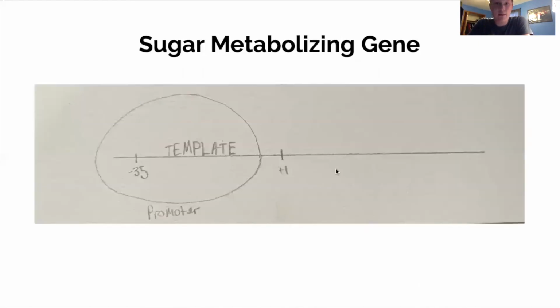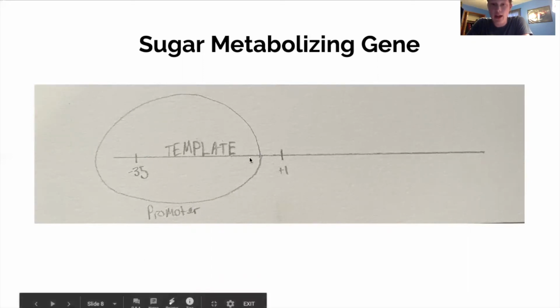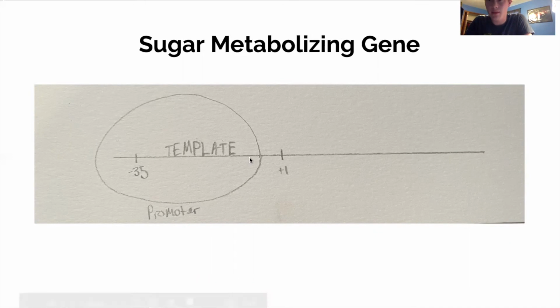And so I have an example here, which is what would happen if the TATA box, that -10 region, was gone when we're trying to create a sugar metabolizing gene. Basically that -10 box is very important. So if it's gone, then the RNA polymerase would probably not even recognize this promoter region, and so this gene would never even be made. And since this is a sugar metabolizing gene, this could be important for energy production. So that could be very bad.